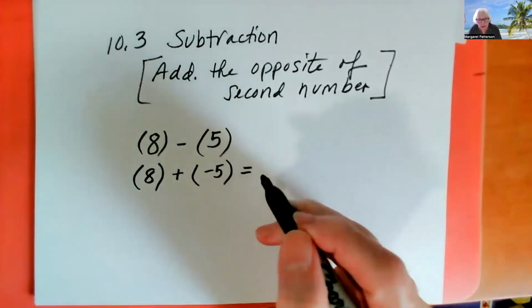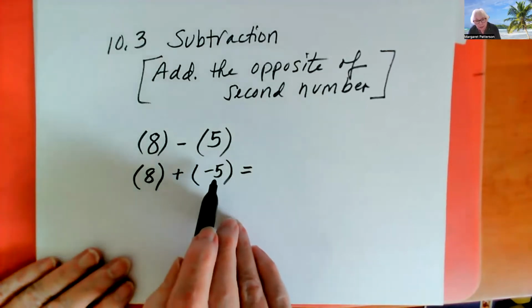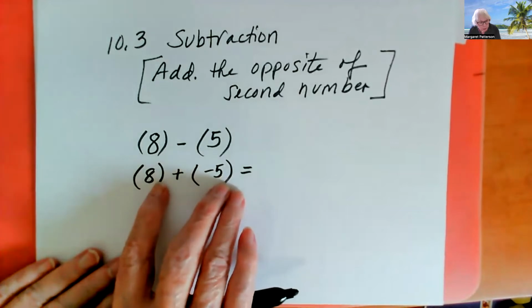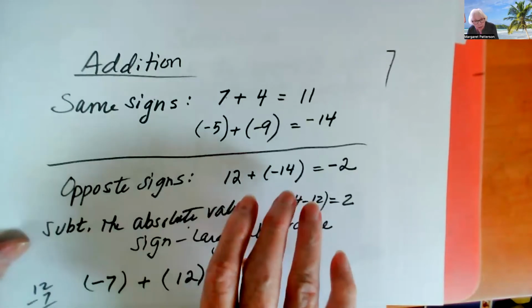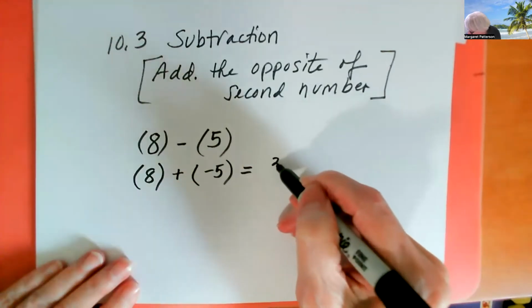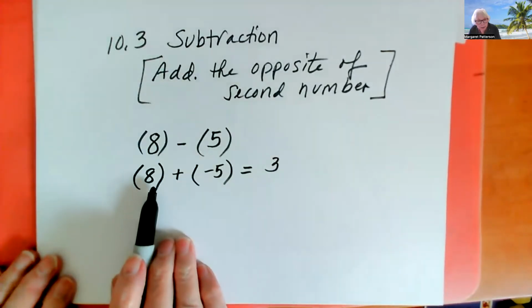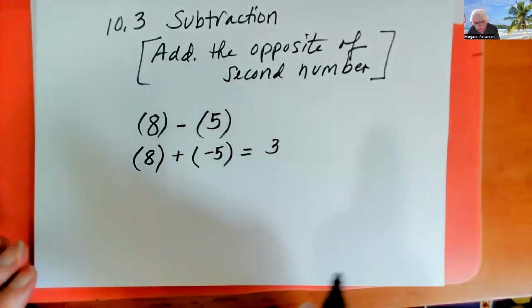Well, we made a big fuss about all this, but what's the final answer? 8 and negative 5. See, we have the rules for addition. The 2, we have opposite signs. We subtract the 2, and the larger one is positive, so it ends up being positive. In many ways, this is what you've been doing all along when you first learned subtraction.